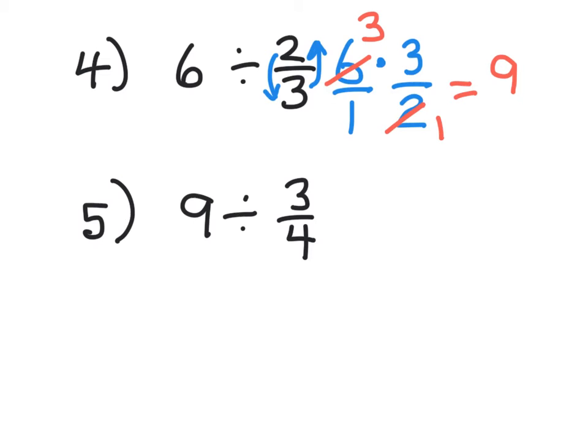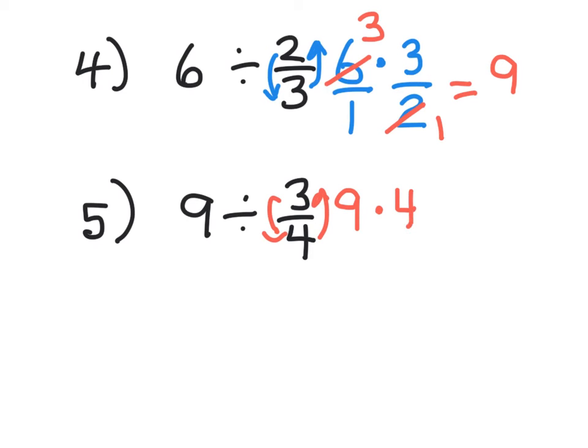Okay, if you made a mistake on that one, you may want to pause the video again and change number 5. But if you got that one right, let's see if you got the next one right. So 9 is still the same. Division becomes multiplication. 3/4, we're going to use the reciprocal.